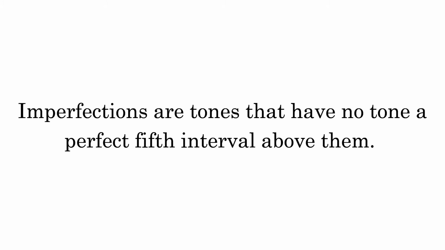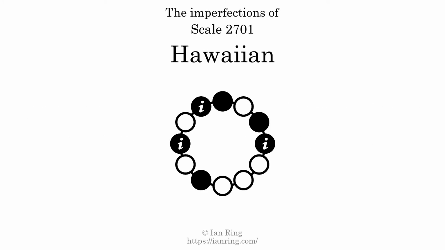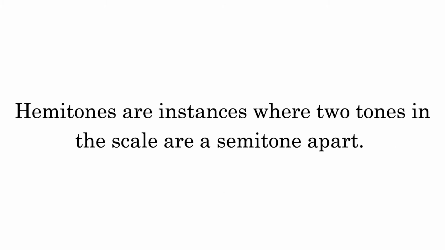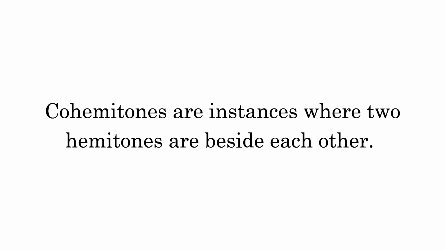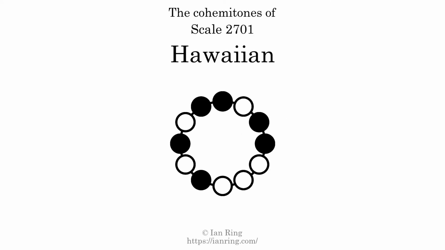Imperfections are tones that have no tone a perfect fifth interval above them. This scale has 3 imperfections. They are at positions here, here, and here. Hemitones are instances where 2 tones in the scale are a semitone apart. This scale has 2 hemitones. They are at positions here and here. Cohemitones are instances where 2 hemitones are beside each other. This scale has no cohemitones.